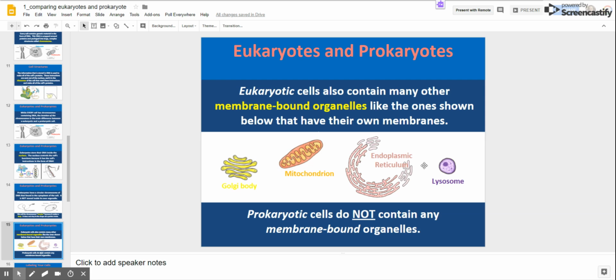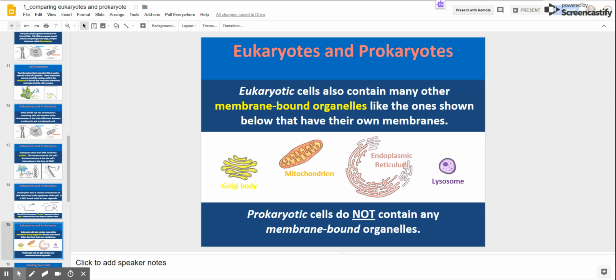These are all membrane-bound organelles. What does that mean? That means that they have a membrane around the organelles. They have their own membrane surrounding the outside of the organelle. Prokaryotic cells do not have any of these membrane-bound organelles. The only organelles they have are ribosomes, and cell membranes. And ribosomes don't have their own membrane. So no membrane-bound organelles for prokaryotes, no nucleus.